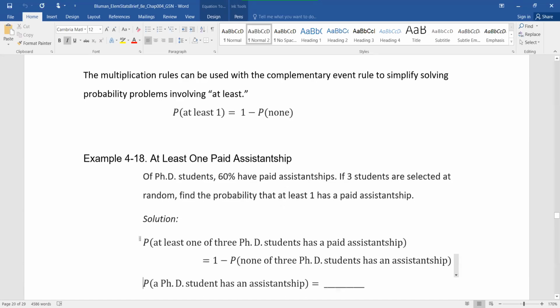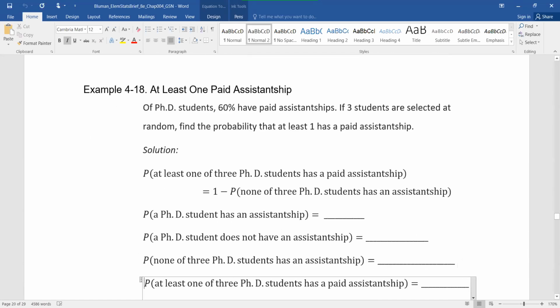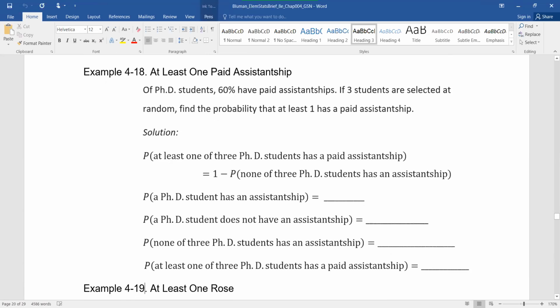Sometimes it's easier just to calculate yourself, and sometimes with the percentages, it's easier just to do the formula. So in example 18, it says at least one paid assistantship of PhD students. So 60% have paid assistantships. Basically, it's just a paid internship. If 3 students are selected at random, find the probability that at least one has a paid assistantship.